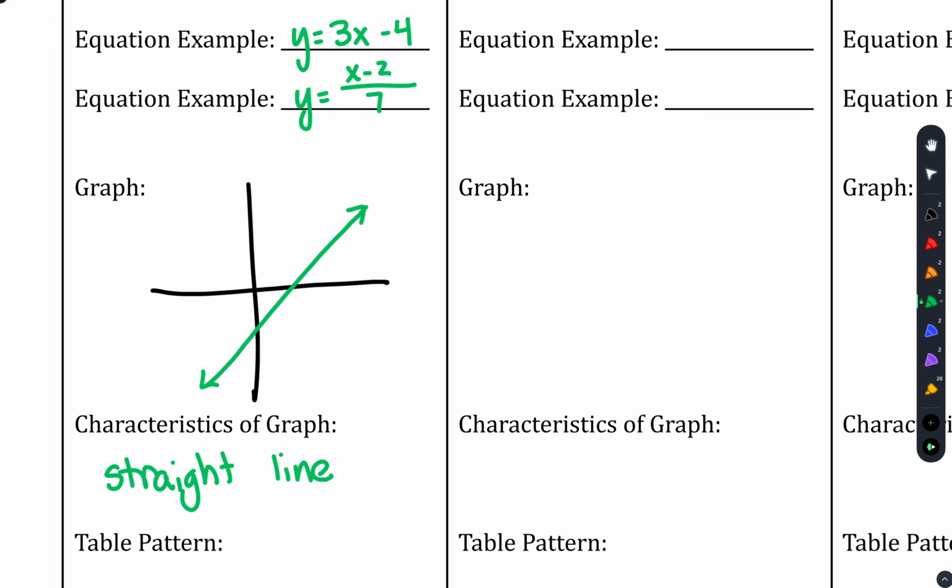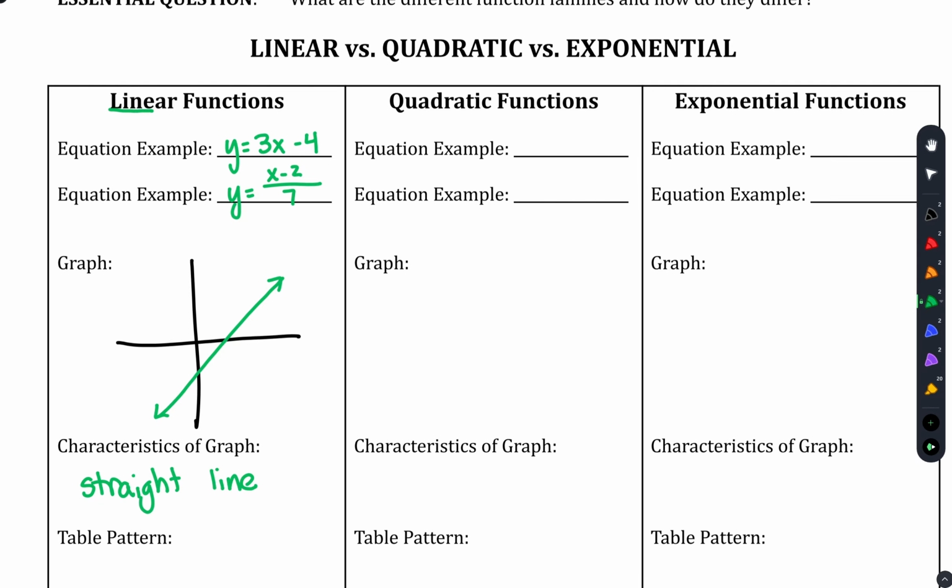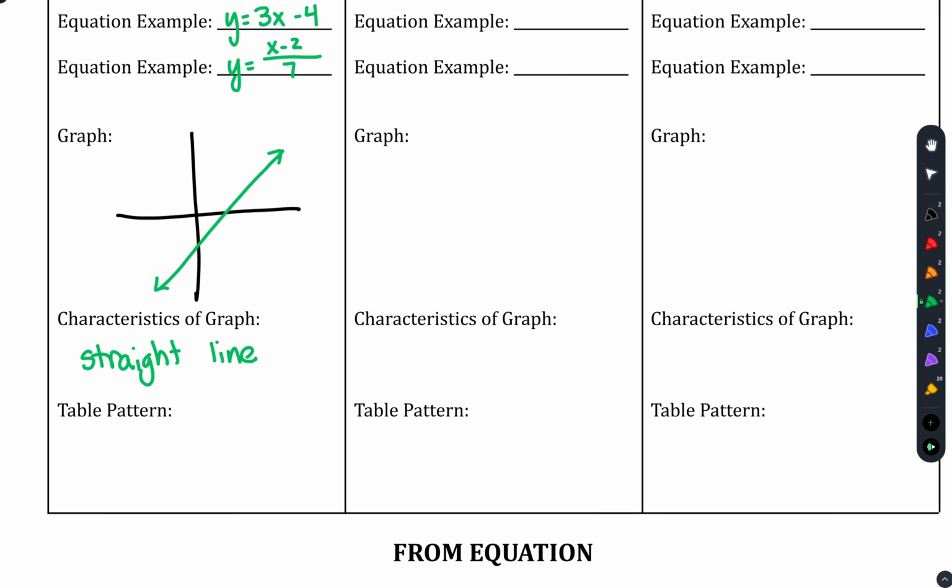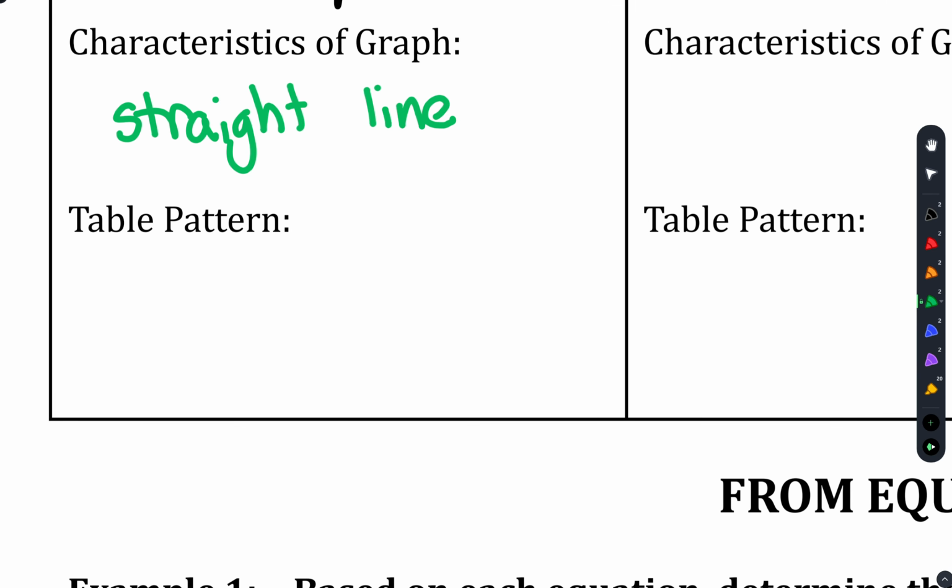So we are going to be identifying our functions in 3 different ways. One will be looking at equations. One will be looking at graphs. The third way we're going to identify our function is by looking at a table of x and y values. We've done these tables before, but we are going to look at a table that's already filled out for us and then determine what the pattern is.